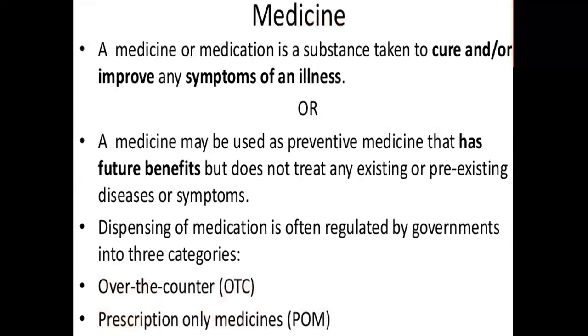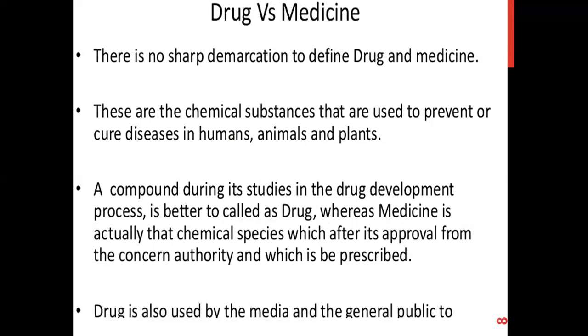A medicine is a substance taken to cure and improve the symptoms of an illness, and medicines are used as preventive medicines which are dispensed by the pharmacist under various regulations, right? So if we want to differentiate between a drug and a medicine, in simple terms, drugs are chemical substances which are used to cure, and a medicine is a compound in one particular formulation which is prescribed by the physician and dispensed by the pharmacist to the patients.